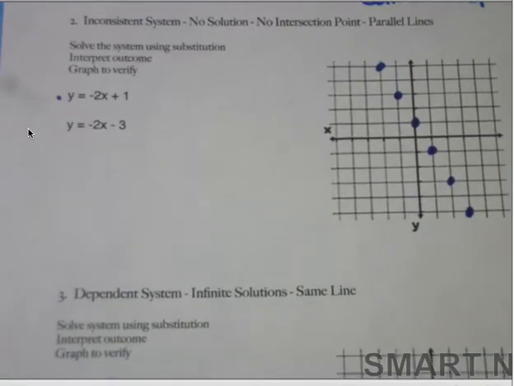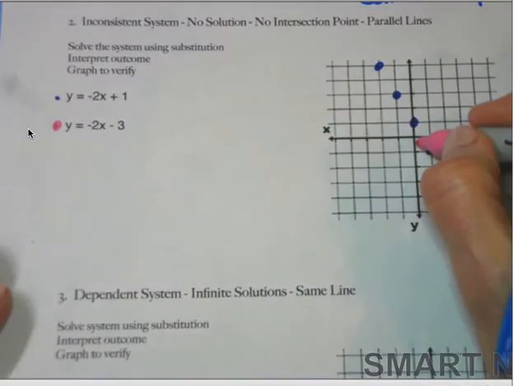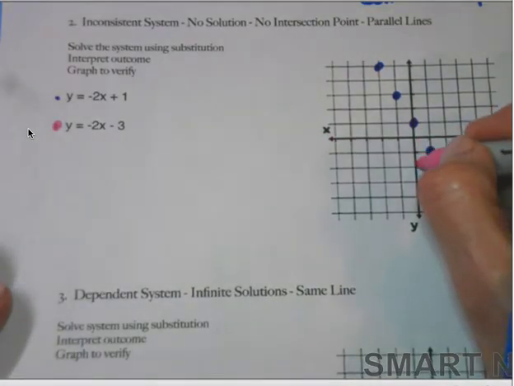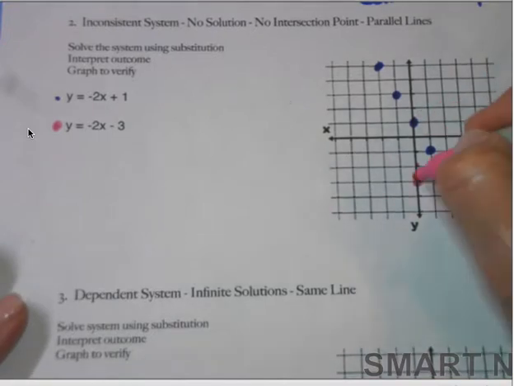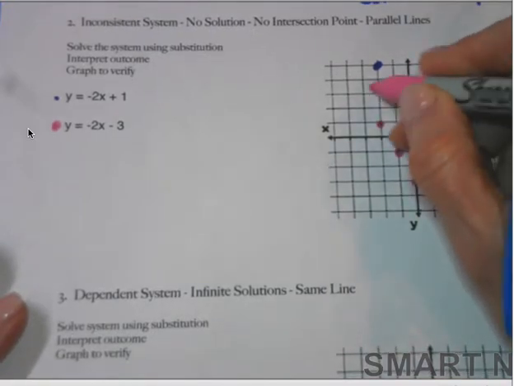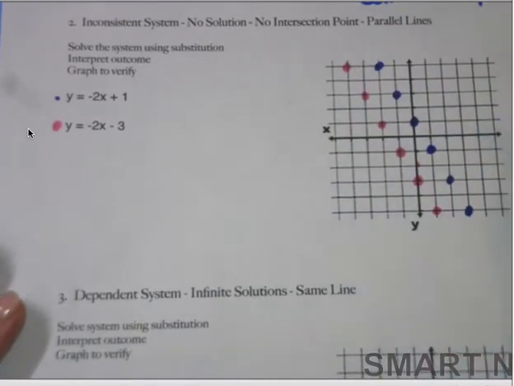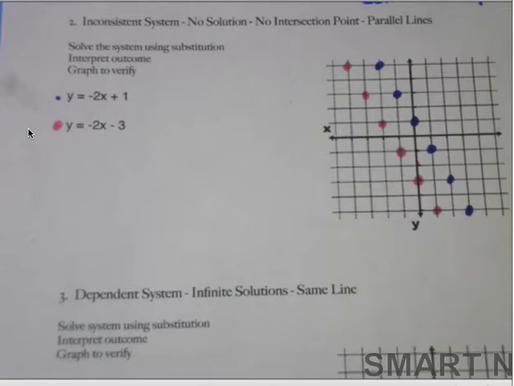And then my second line, I'll do it in a different color. So I'll start this line at -3 on the y-axis. And my slope once again would be up 2, that's positive, and then in the negative direction 1. And you can see that the lines are parallel to each other. They will never intersect. They have no points in common.